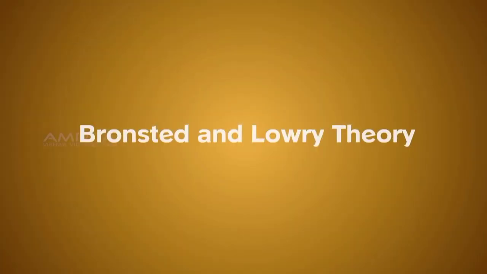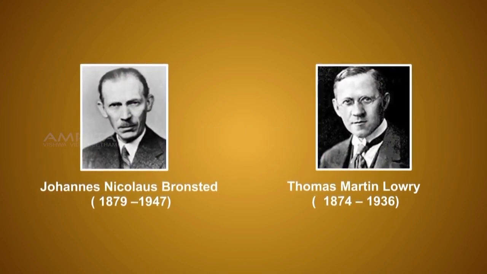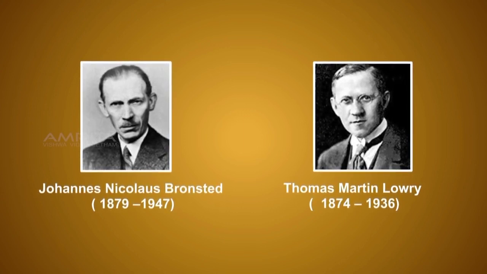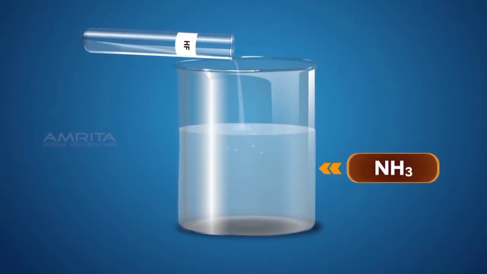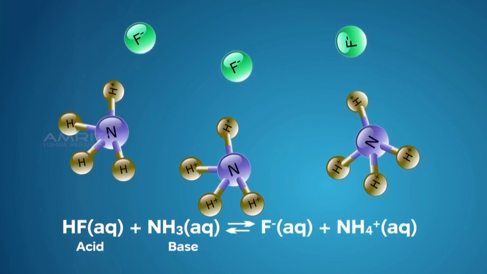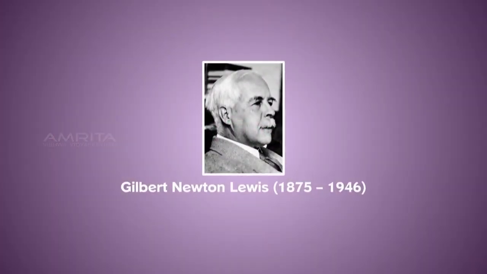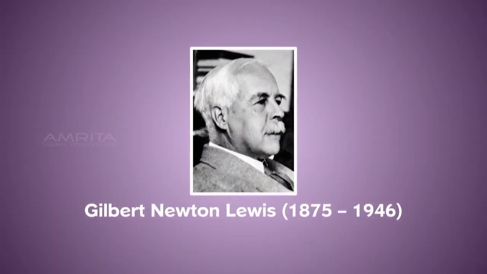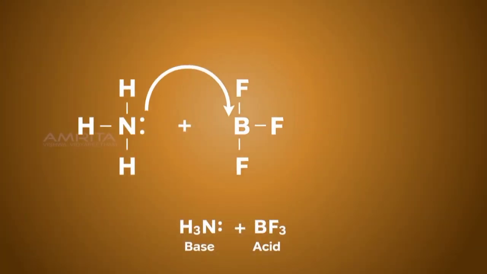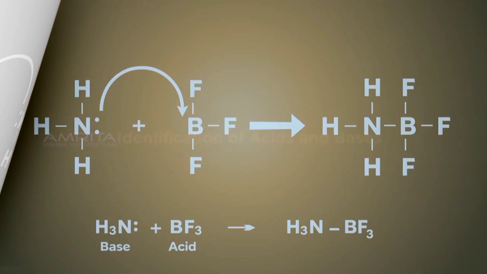So the next is Bronsted-Lowry theory. In the year 1923, Johannes Nicolaus Bronsted and Thomas Martin Lowry proposed another acid-base theory. According to their definition, acids are proton donors and bases are proton acceptors. And the last is Lewis theory. Gilbert Newton Lewis, an American physical chemist, introduced a new concept of acids and bases. He defines acids as electron pair acceptors and bases as electron pair donors.